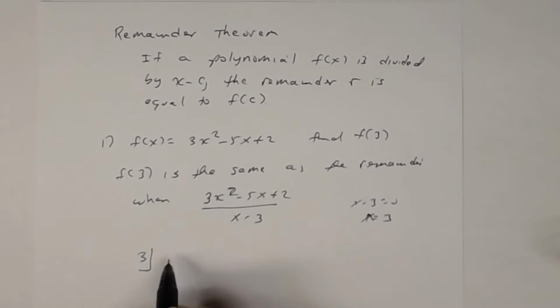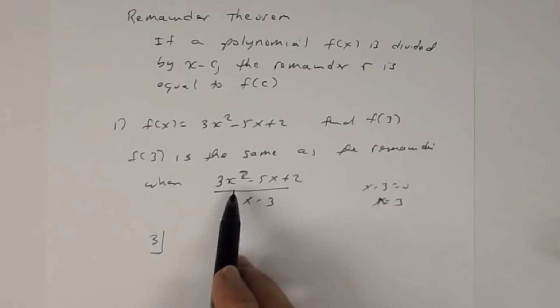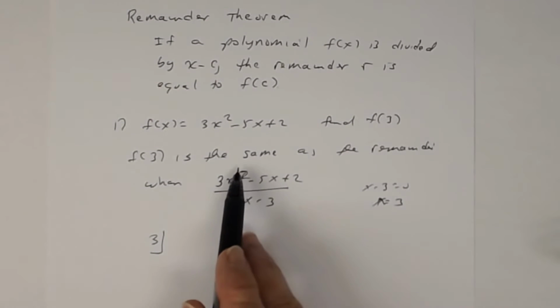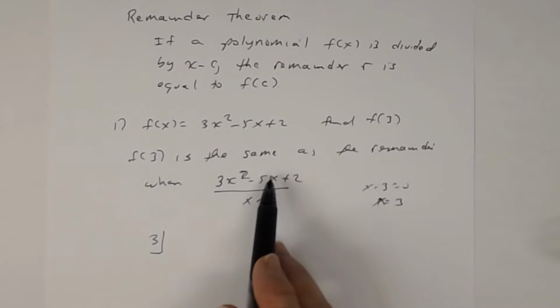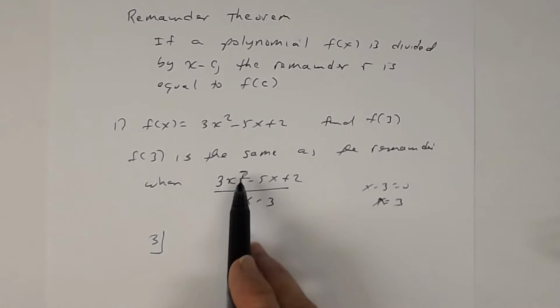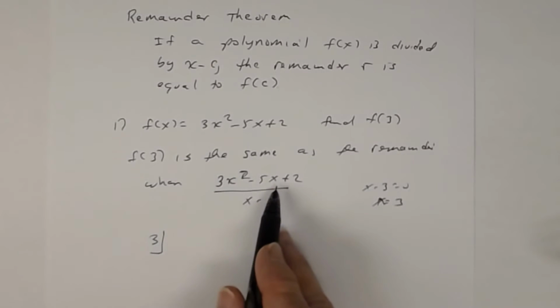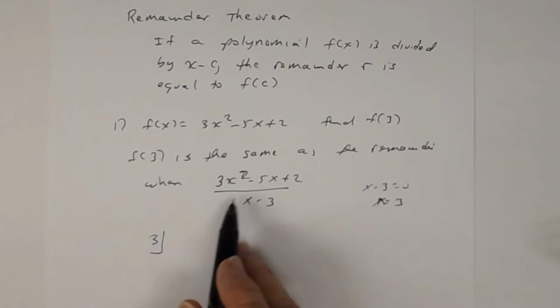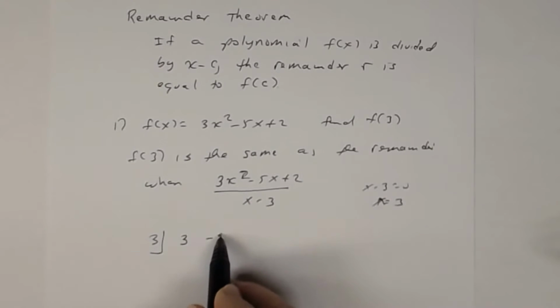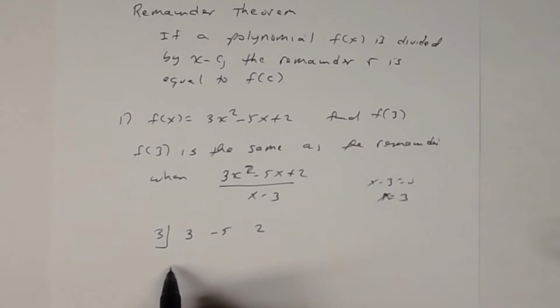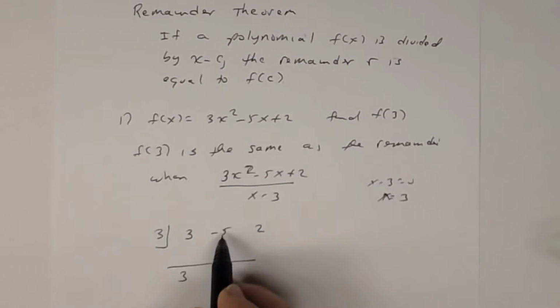And then remember when doing synthetic division, the coefficients are the coefficients of the dividend, the polynomial in the numerator, which has got to be in descending order, and any missing terms, you got to put 0. There are no missing terms here, and it's already in descending order. So I'm going to have 3, negative 5, 2. You bring down the 3, and then you multiply. 3 times 3 is 9. You add, you get 4. You multiply, you get 12, and you add, you get 14.